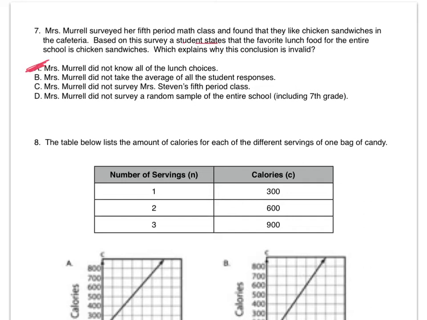Ms. Merle did not take the average of all the student responses. That one's not really the best answer because, again, it's not really talking about our sample size. Ms. Merle did not survey Ms. Stevens' 5th period class. That would have given me a little bit better sample size, but it still doesn't give me a good enough sample size for the entire school because Ms. Stevens and Ms. Merle both teach 8th grade, so that would not include any of the 7th graders, and it's still a small number of the 8th graders, so that's not really a great answer. So I would choose D because Ms. Merle did not survey a random sample of the entire school, including 7th grade, which is what I was just saying about why C didn't work.